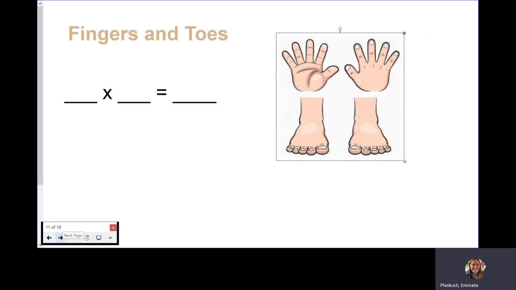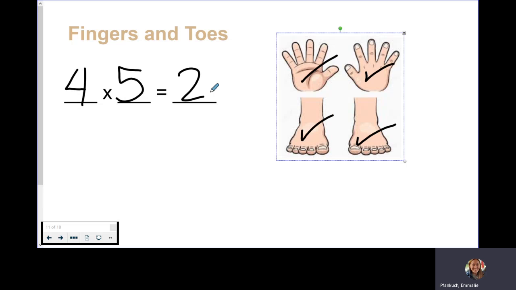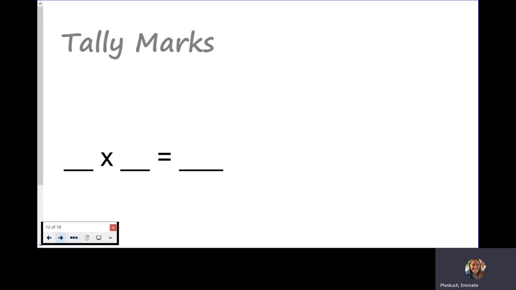Another time you might use fives to help you skip count is your fingers and toes. I hope all of us have 5 fingers on each hand and 5 toes on each foot. So we could use this to help us. We have 4 limbs, and each limb has 5 fingers or toes. So total we have 5, 10, 15, 20. 20 fingers and toes.